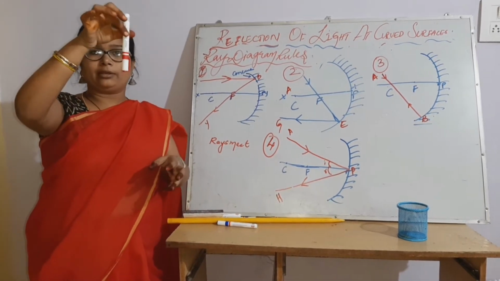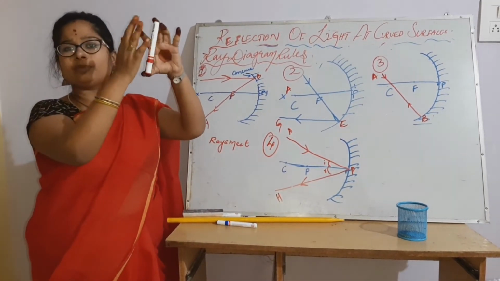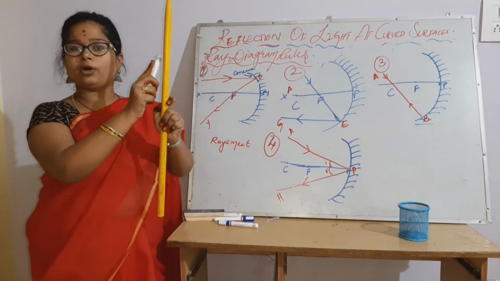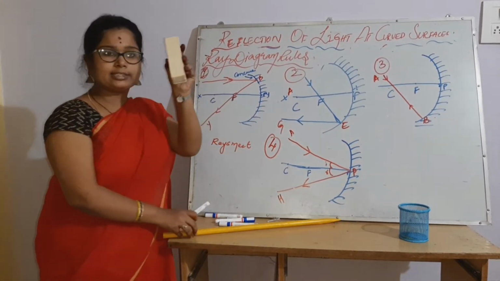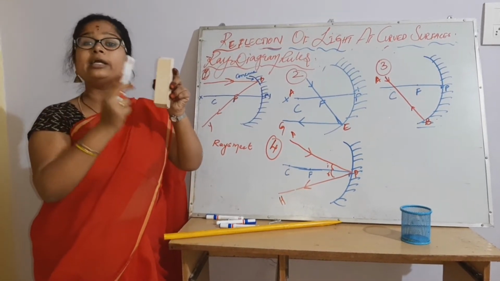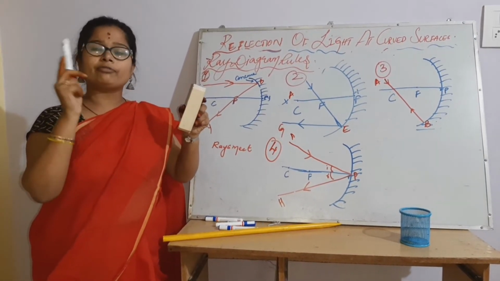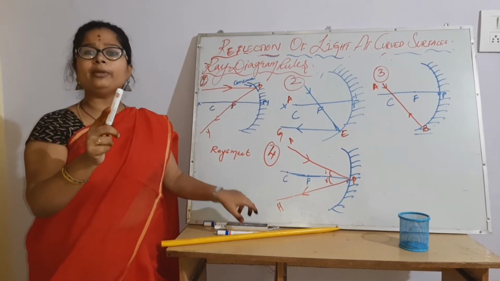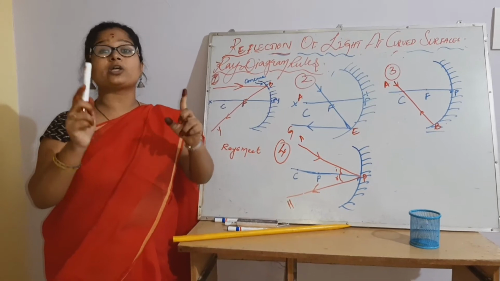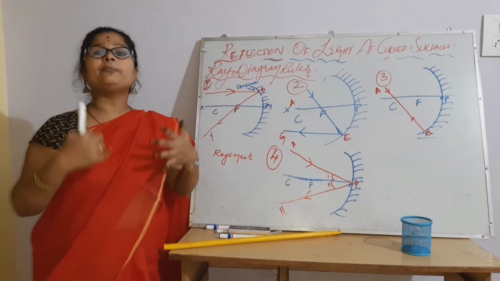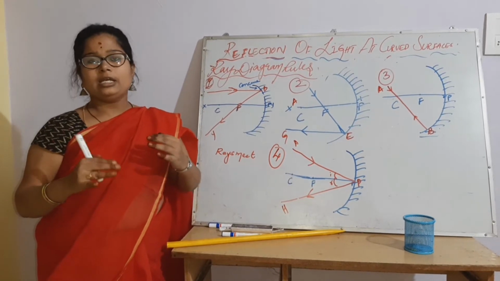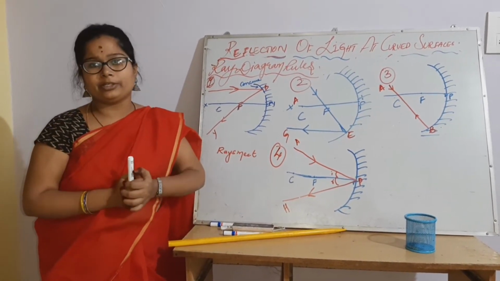Object is whatever you place in front of the mirror. Suppose you place a pen in front of the mirror, this will become the object. If I place a duster or a pointer, this will become the object. After reflecting in the mirror, the image will be formed. So image is something different from the object. Object is what is placed in front of the mirror, and the rays go from the object. Image is something which is formed in the mirror.